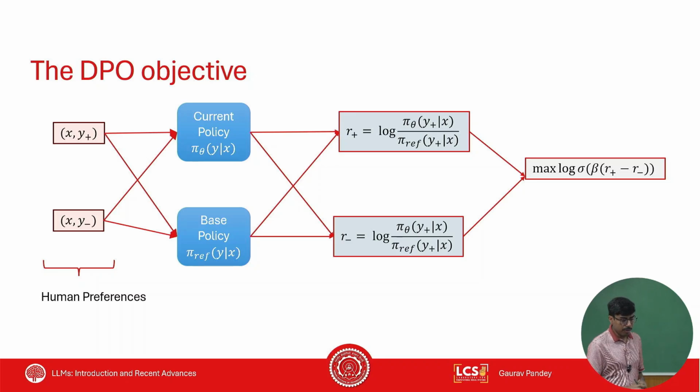So this is how it looks. You have an input prompt. You have a positive output and a negative output that come from human preferences, or it might also be an AI preference. Then you compute the probability of both the outputs under the current policy, compute the probability of both the outputs under your reference policy, and compute your reward function, the log ratio of probabilities, as your reward.